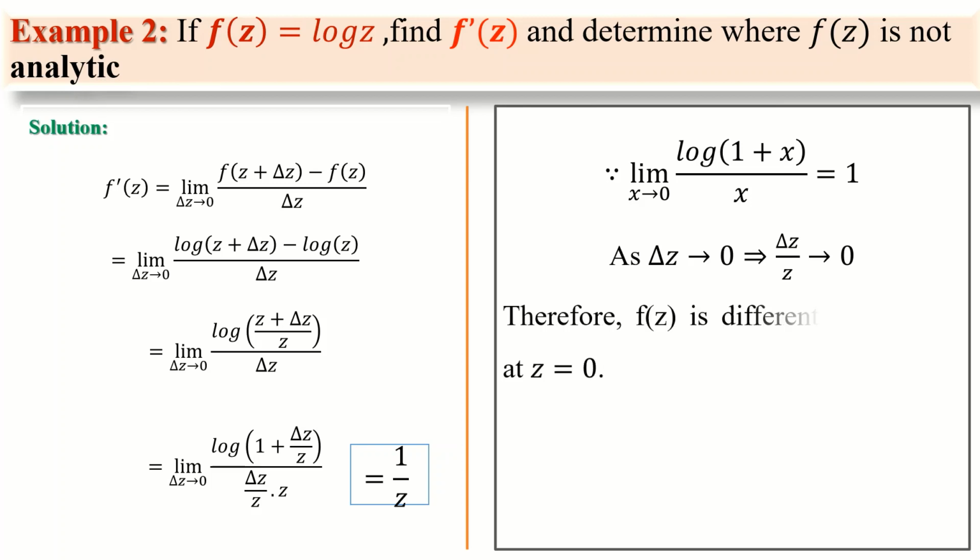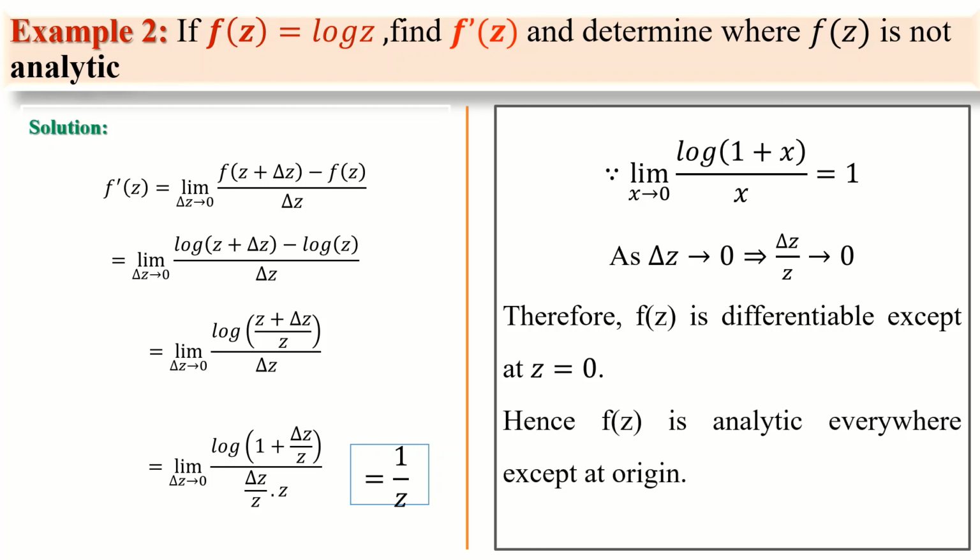Now f(z) is differentiable, but the condition is z is not equal to 0. So at this point the function is definitely not going to be analytic. Except at z equal to 0, the function will be analytic. So in these two examples, we have learned in which condition the function is going to be analytic or not, the definition of an analytic function, and its properties like the CR equations being satisfied and the partial derivatives being continuous.